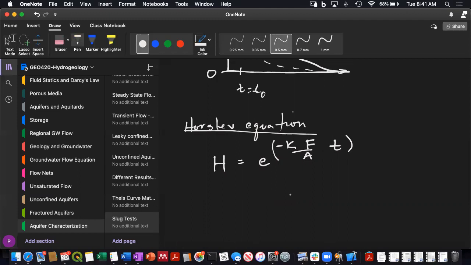I'll show you exactly what we do here. So let's define these. So this K is my hydraulic conductivity. F is a factor that incorporates different well configurations. So this is how you know it was derived by an engineer. It has a fudge factor in it. They make a simple equation, they put a fudge factor in it.